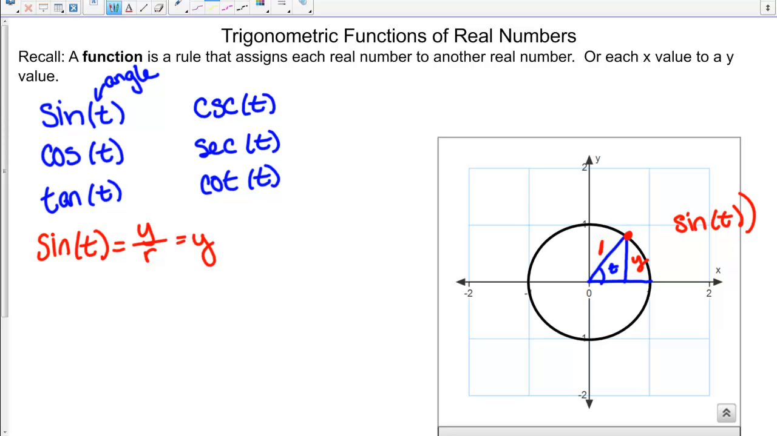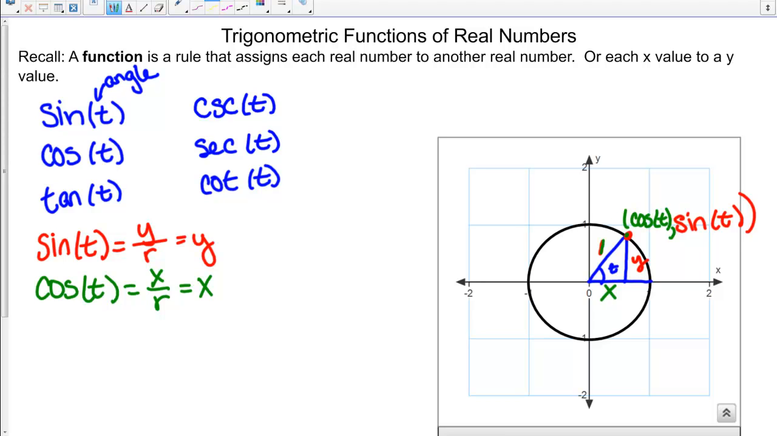And now let's look at what cosine of t is. So cosine is going to be this x value over the radius, 1. So cosine of t equals x over r, which in the case of our unit circle, our radius is 1, so we get x. So this point right here has the coordinate cosine of t, sine of t.